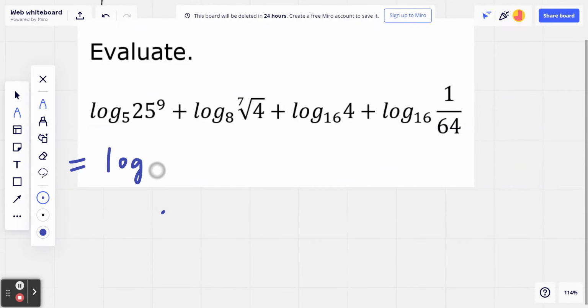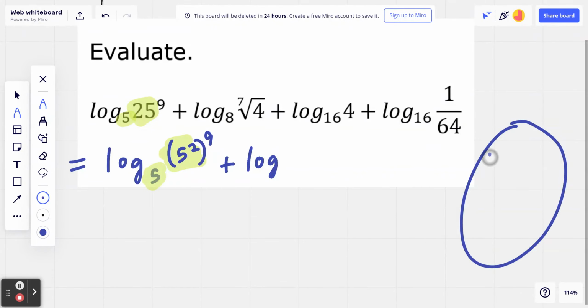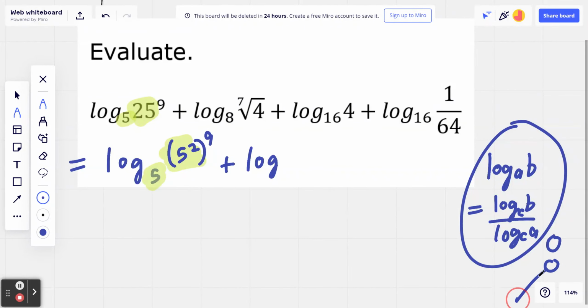When you think about the base 5 and you think about 25, the key is you want to express this with the same base. So instead of thinking 25, think about 25 as 5 to the power of 2. Copy the power of 9. If you look at the second part, unlike the first part, you cannot rewrite this with a common base. You have to use this property, which I'll write on the side for you. Log base A of B equals log B divided by log A.